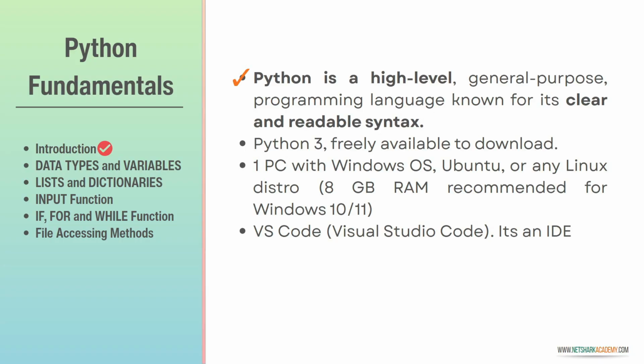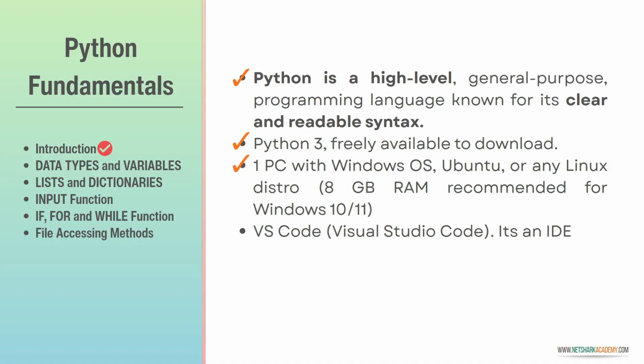On the other hand, a low level language is complex to read and write, but directly understandable to the machine without any interpreter. That's why high level language requires more CPU resources than low level. Python, being a high level programming language, is known for its clear and readable syntax, making it easier for beginners to learn and for professionals to write efficient code. It is highly preferred in automation. In this course, we will be using Python 3, which is freely available to download and use on our system.